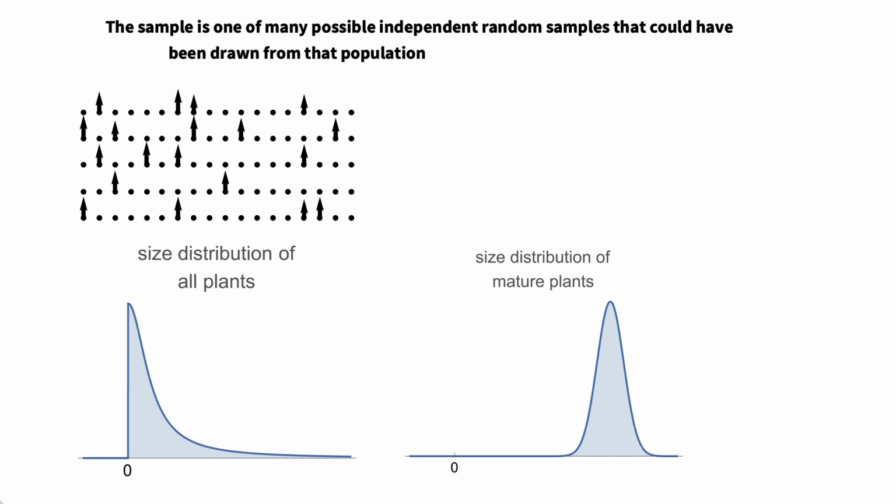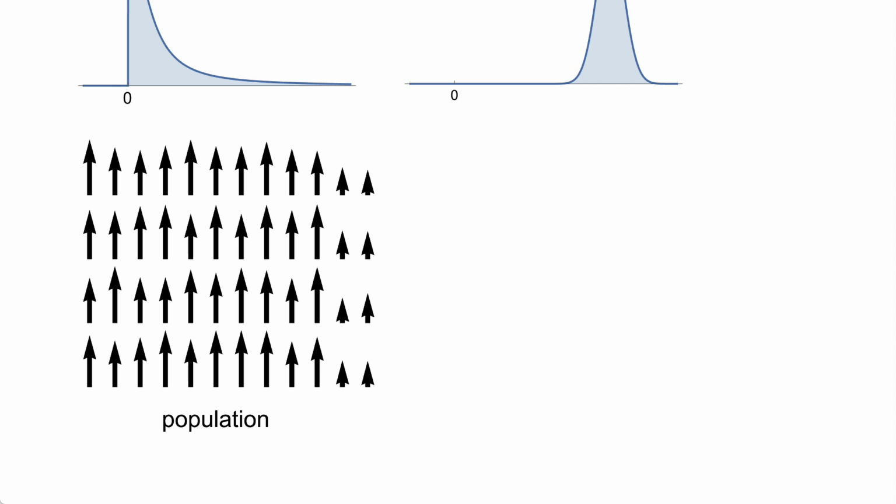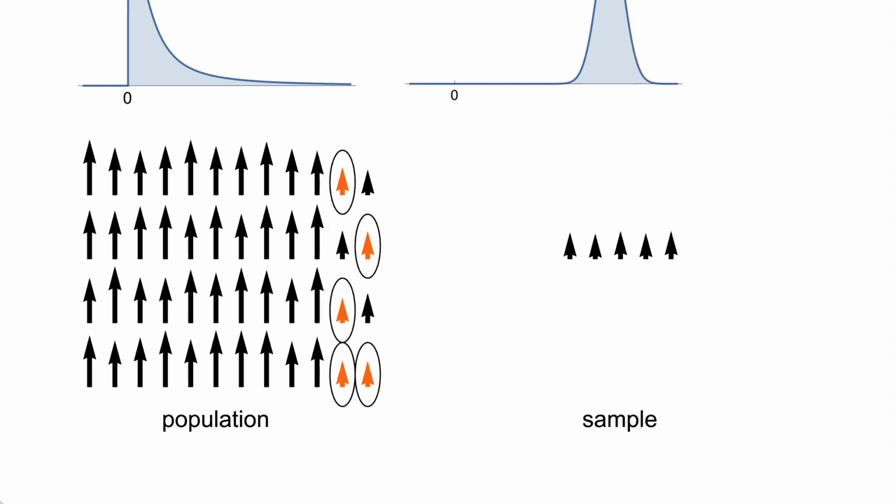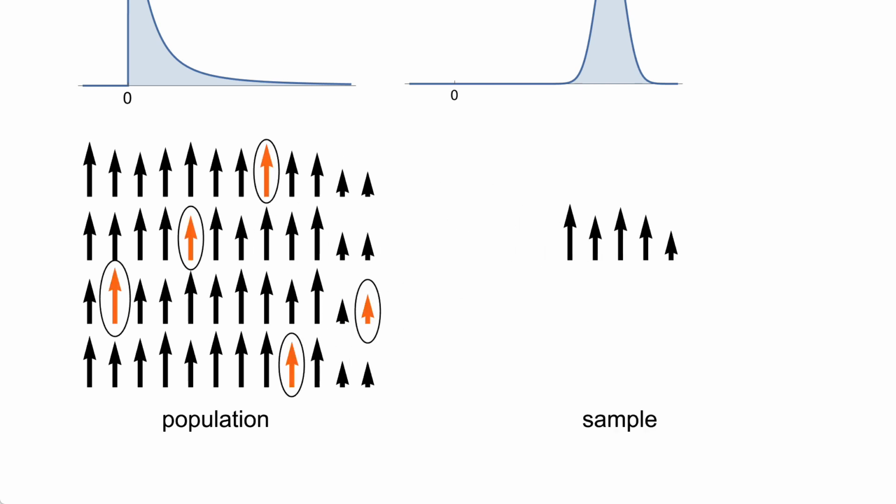The second general assumption is that the sample used to compute the confidence interval should be one of many possible independent random samples that could have been drawn from the population. Among other things, this requires that the sample be representative of the population. For example, considering again a population of plants in a garden, this shows a population where the plants near the right side of the garden are small relative to the other plants. A sample drawn from the right side of this garden would not be representative of the population and so would not lead to a good confidence interval. A sample drawn selectively from some part of a population is called a biased sample. One requirement here is that the sample not be biased.